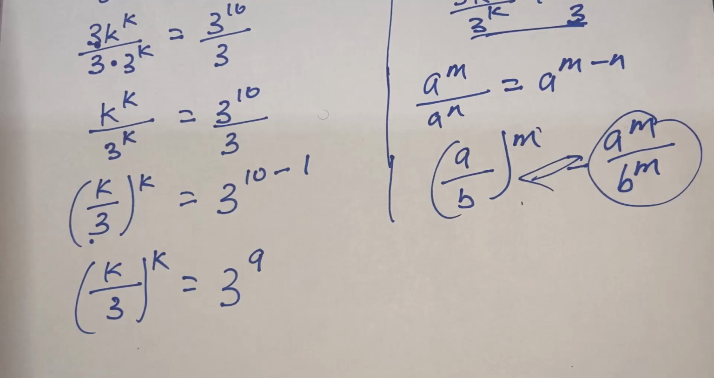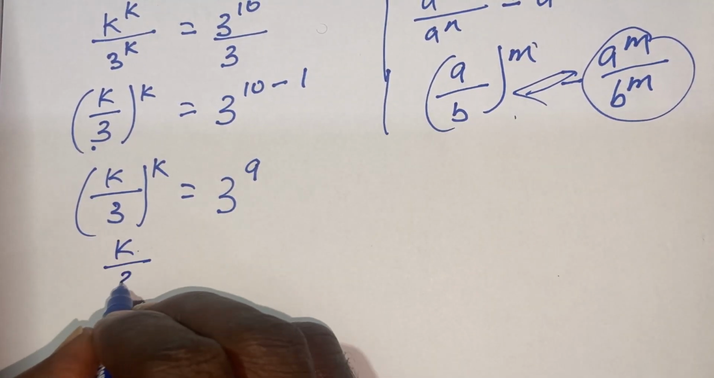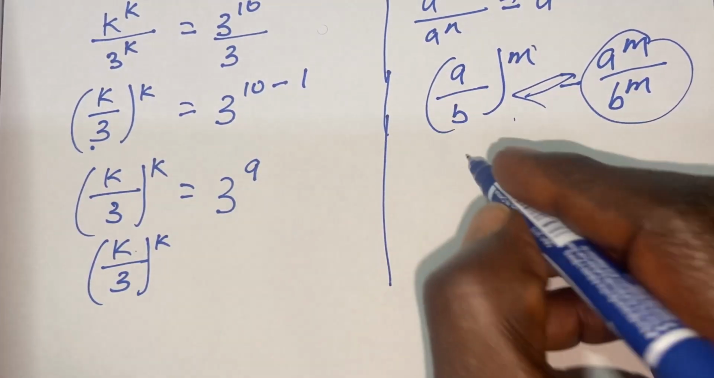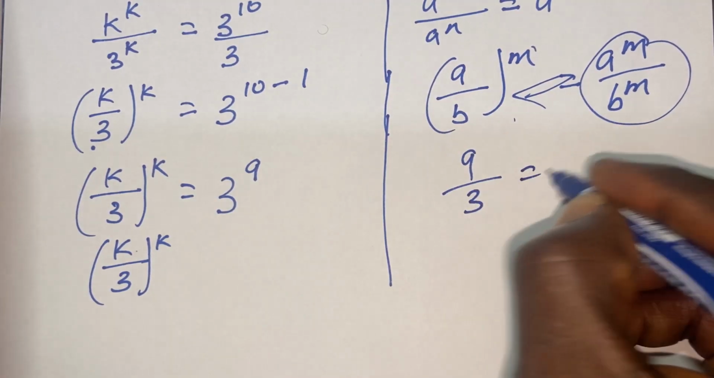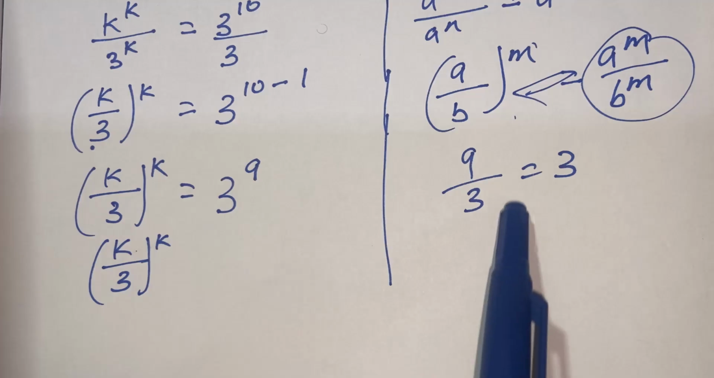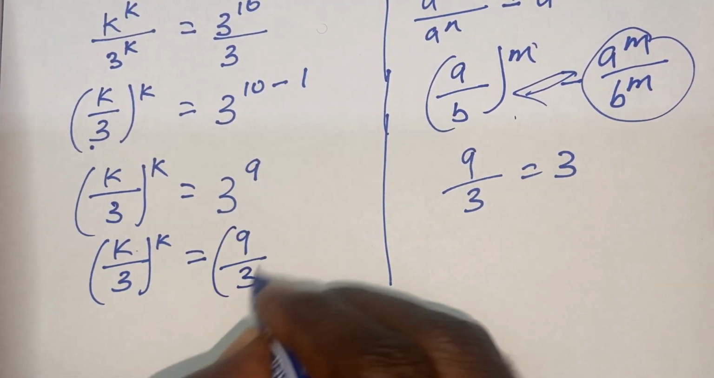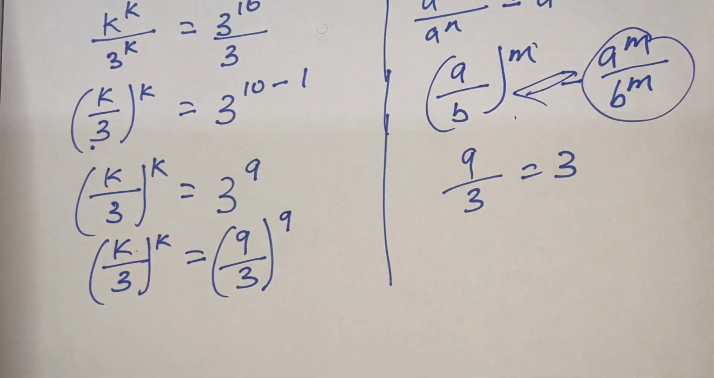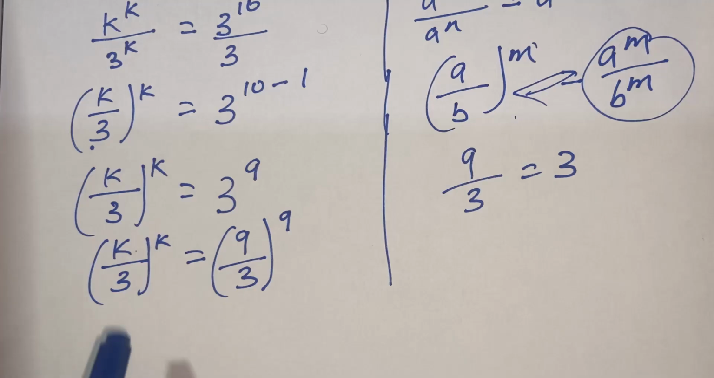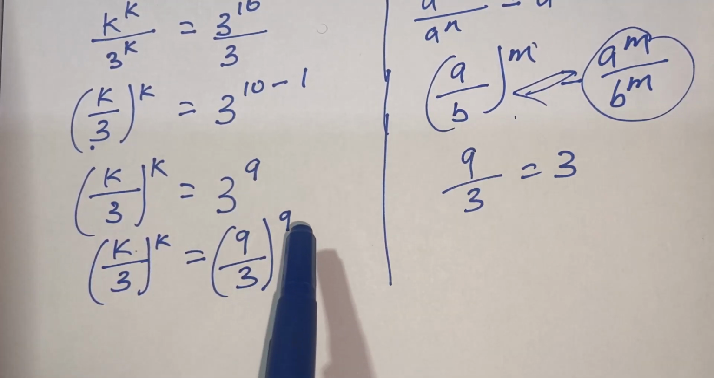From here, we are moving further to write k over 3 all to the power k. Now 3 is the same as writing 9 over 3 to give us 3. So we are changing from a base 3 to a base 9 over 3. So this is going to give us 9 over 3 all to the power 9. Take note that 9 over 3 is the same as 3. From here, I have k over 3 to the power k, 9 over 3 to the power 9.